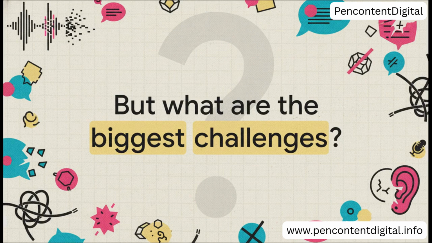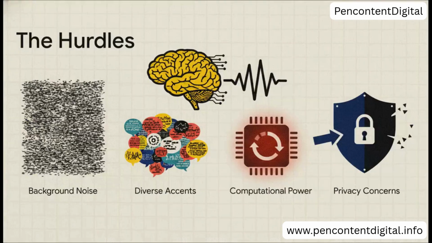There are still some pretty big hurdles that developers are working hard to get over. I mean, background noise is still a huge problem. It can totally confuse even the best systems. All the different accents and dialects out there, yeah, that's another massive challenge for accuracy. Plus, doing all this processing instantly takes a ton of computational horsepower. And then, of course, there's the big one, privacy. What happens to our voice data? Where does it go? That's a conversation we're all still having.